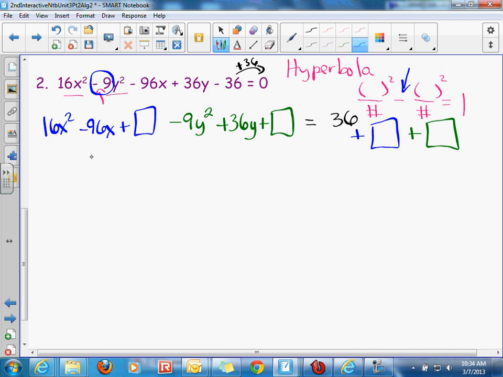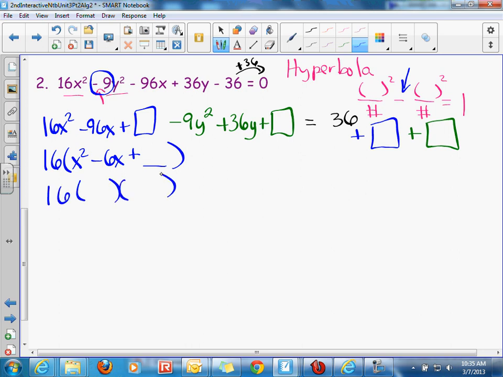So we're going to look in the blue area first. I've got a 16 on my x squared. To do completing the square, I must factor that 16 out. So 16x squared divided by 16 is just x squared. 96 divided by 16 is 6. So that's going to be minus 6x in the middle. Plus, whatever the box number is divided by 16 will be this number. So remember, we're going to have to multiply by 16 to get back up there.